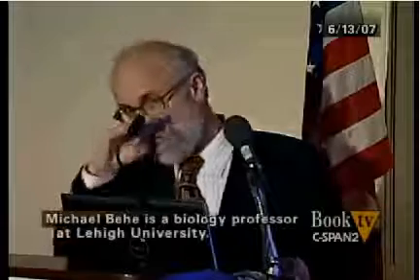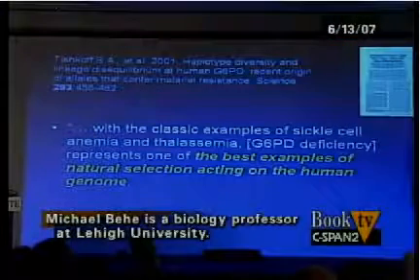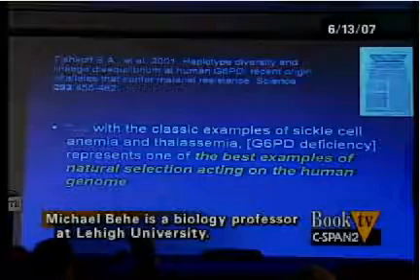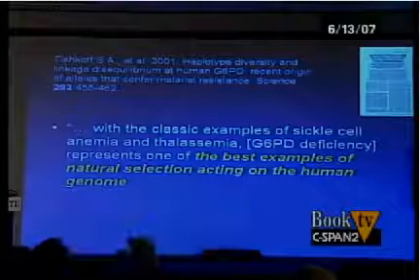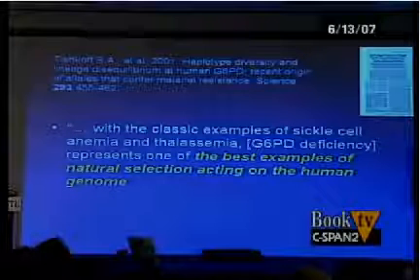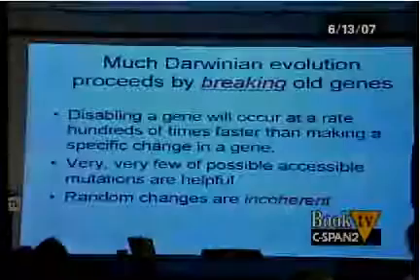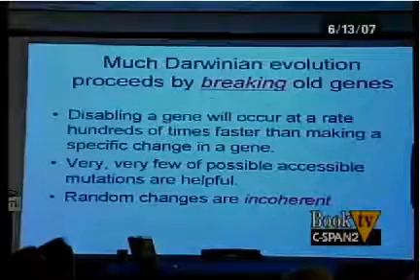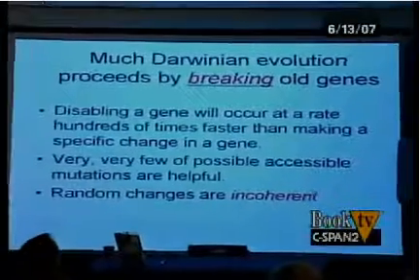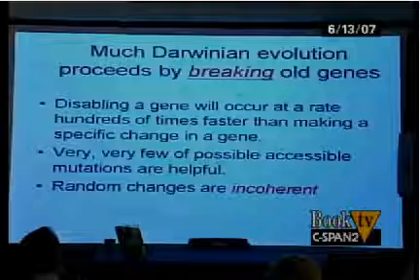And this is just to make the point, this is a quote from a paper on malaria and human genetic changes in regard to it, that what I've been telling you about are the best examples of natural selection that we know about in humans. This is what we best know that Darwinian evolution does. So again, much Darwinian evolution proceeds by breaking old genes.